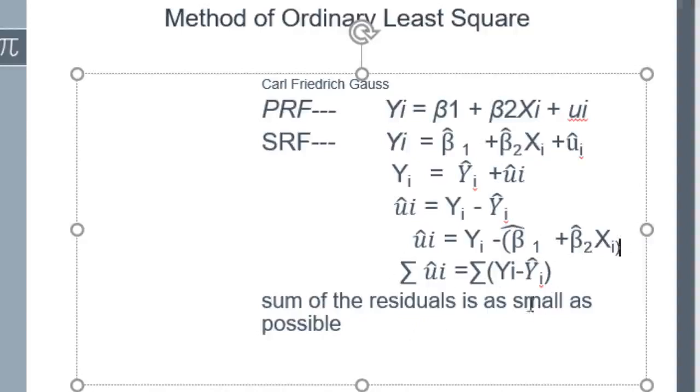Here, the residuals or the deviations should be as small as possible. That is, sigma ui cap must be as minimum as possible. That is, this sum of the differences between the actual and the estimated values should be the minimum, or very small. This is not a good criterion, and we can see that from this figure.